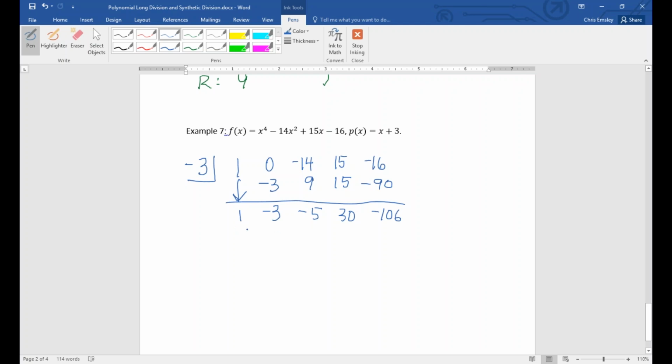Those coefficients give us our answer. Since our original polynomial was an x to the 4th, this leading coefficient down here is going to be our x cubed term. So we have 1x cubed minus 3x squared minus 5x plus 30. That's our quotient. And our remainder is negative 106.